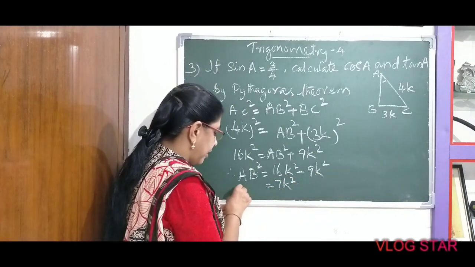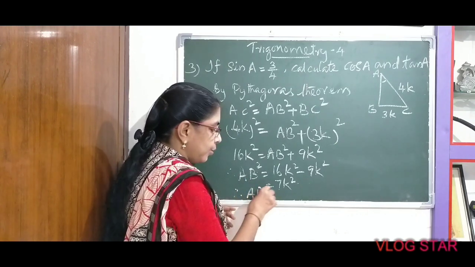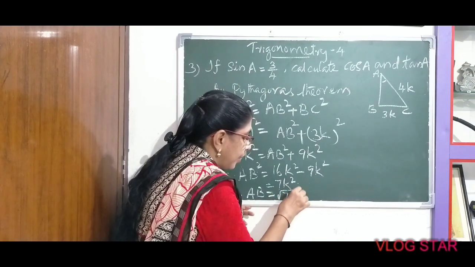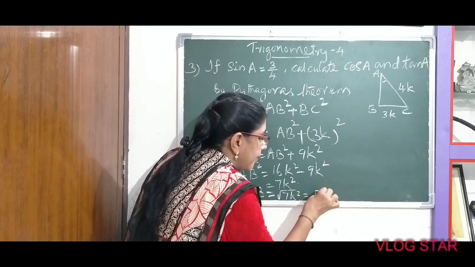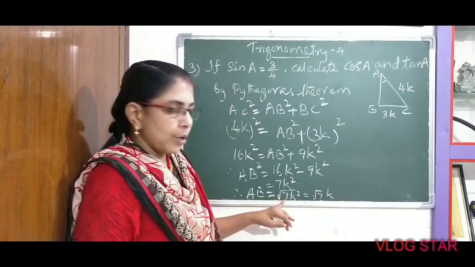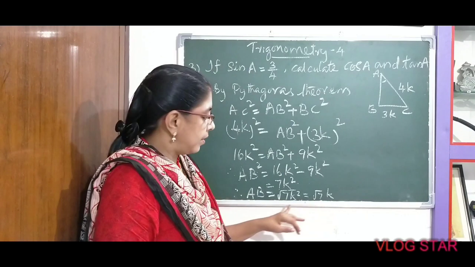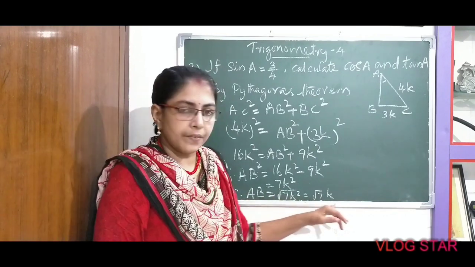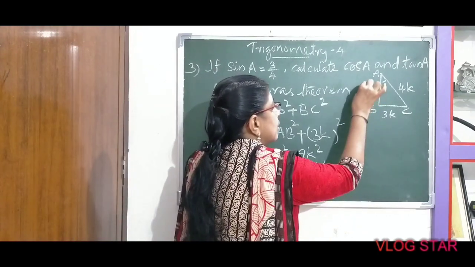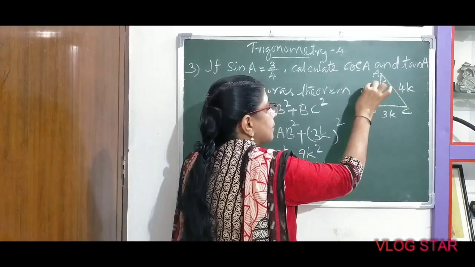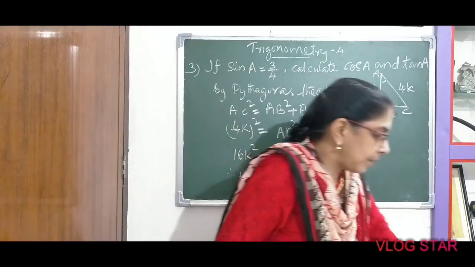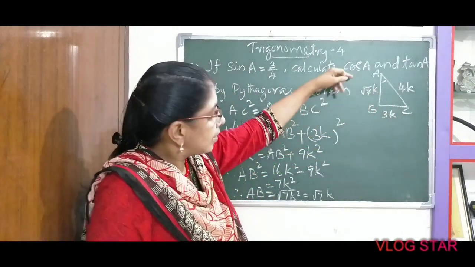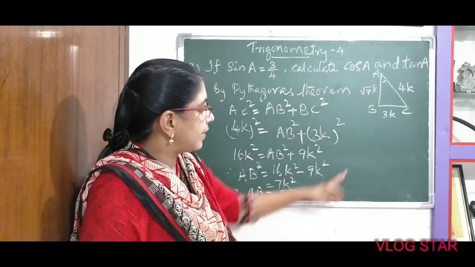Therefore, AB is equal to root of 7K square, that is equal to root 7 K, because the square root of 7 is root 7 itself, and the square root of K square is K. Therefore, AB is equal to root 7 K.